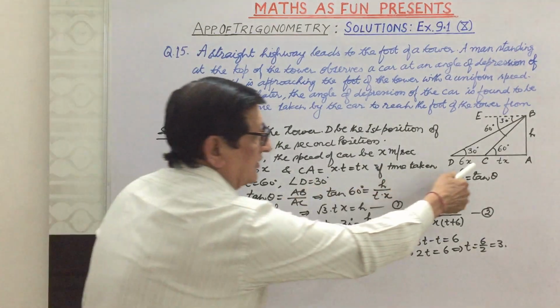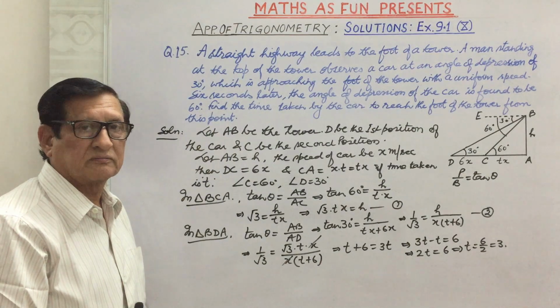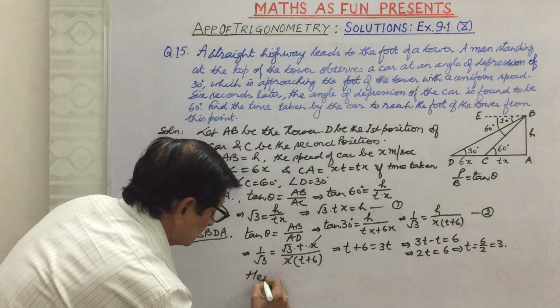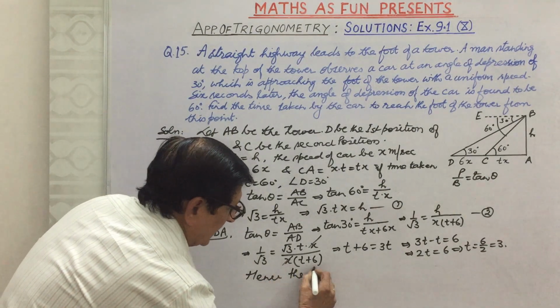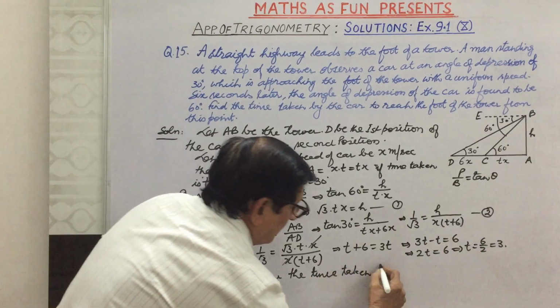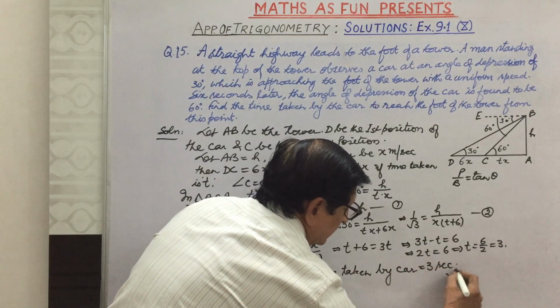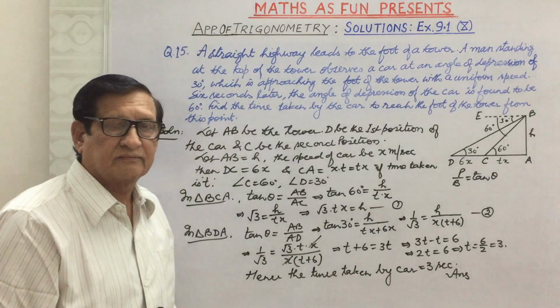It means the time taken by the car from C to A is 3 seconds. We can write, hence the time taken by car is equal to 3 seconds. This is the answer to the problem.